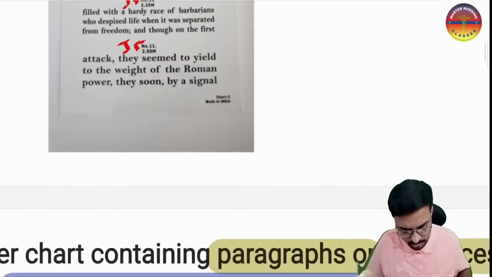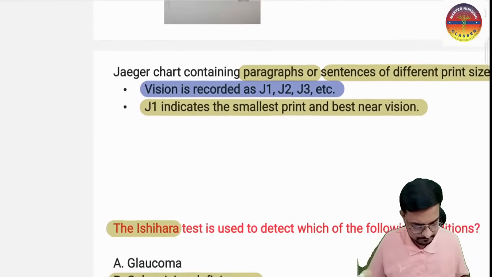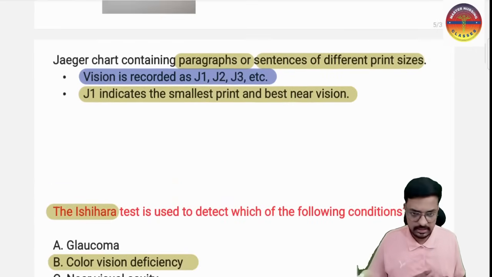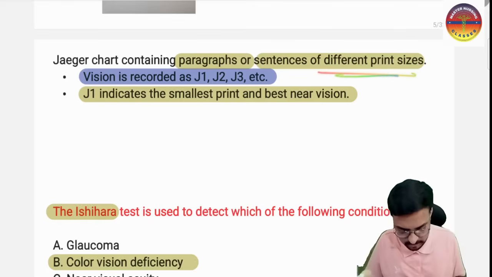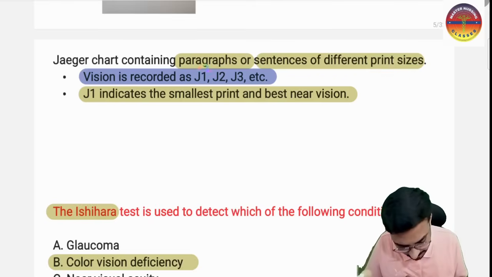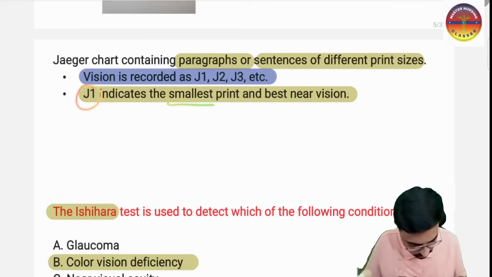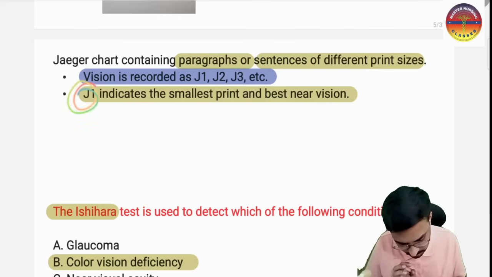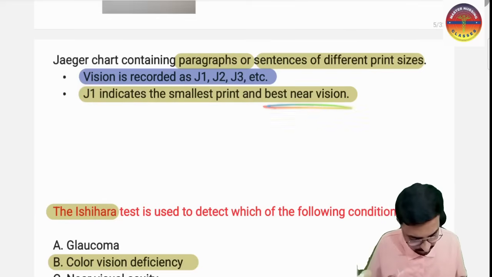Okay, that is what we have to check with a very important Jaeger's test. Okay, so Jaeger's chart contains paragraphs of sentences of different print sizes. So the vision is recorded as J1, J2, J3 and so on. J1 indicates the small print and best near vision. If the patient is able to read the J1 paragraph, the smallest print, perfectly, it means he is having the best near vision.